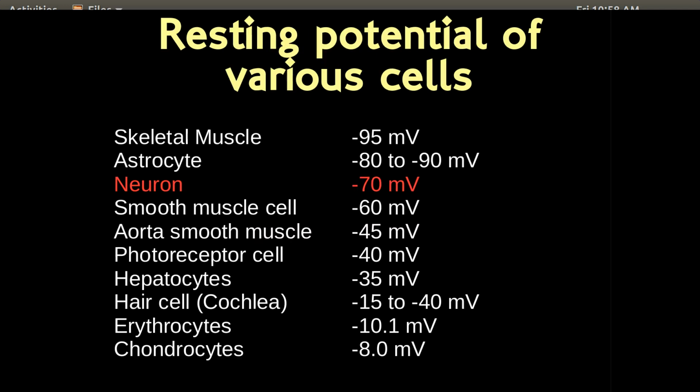So let's put this a little bit into context. Here are some various resting potentials of various cells in your body. Starting with some of the highest, skeletal muscles have about negative 95 millivolts electrical potential, all the way down to things like erythrocytes at about -10, chondrocytes at about -8. One really important one is neurons. Neurons have about negative 70 millivolts. I really don't care if you know the rest of these, but for neurons, you're going to have to remember that they're about negative 70 millivolts because that's going to come up again.